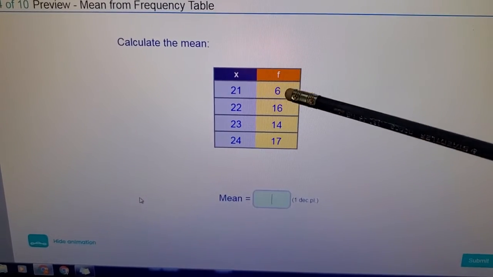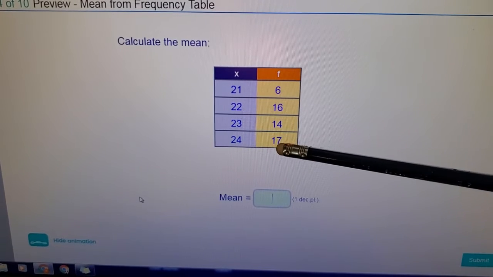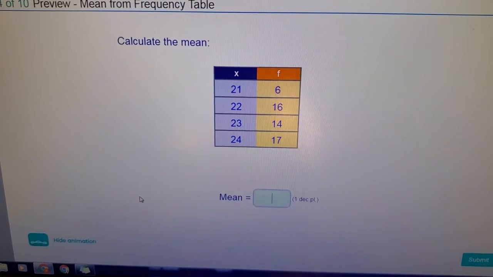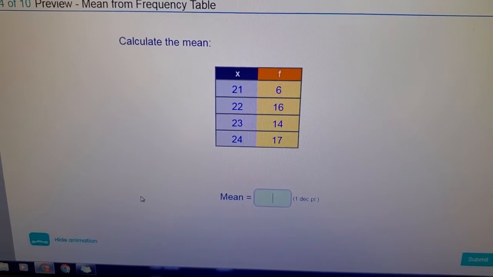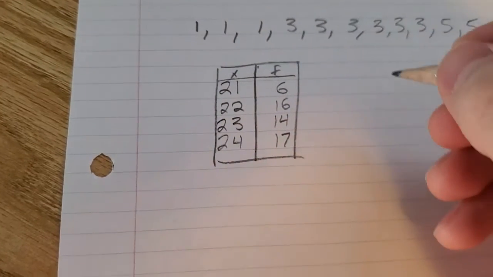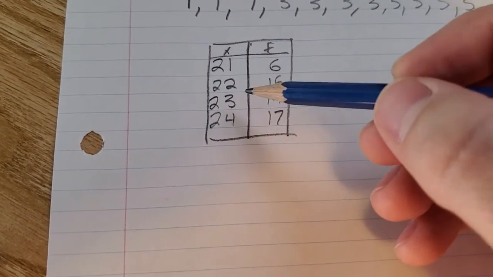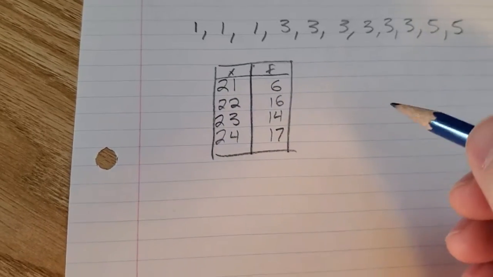We have 6 21s, we have 16 22s, we have 14 23s, and we have 17 24s. I'm going to write this question on paper and show you how I do it on paper, and then we'll enter our answer. All right, here we go. We've got 6 21s. We've got 16 22s, 14 23s, and 17 24s.